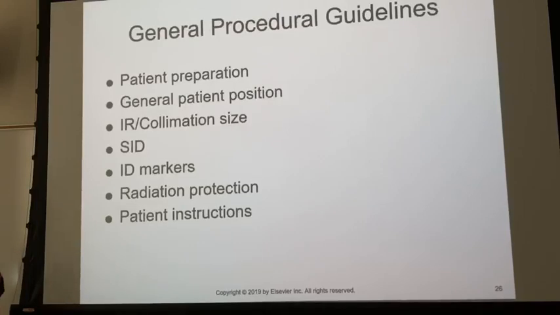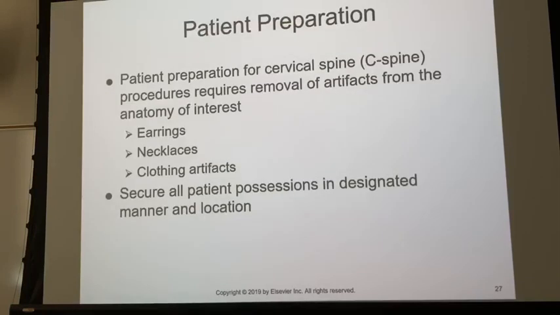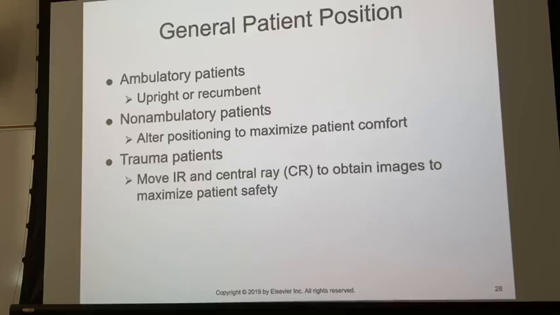Always mark your markers. Your radiation protection, it's going to be hard to use radiation protection. You can put a gown on a patient, but it needs to be below the shoulders because the lead in the shoulders will show up. And patient instructions, most of the time it's just going to be exhalation, but for some of the views we're going to have the patient do certain things, and we'll talk about those. So earrings, necklaces, any kind of clothing artifact need to come off the patient.